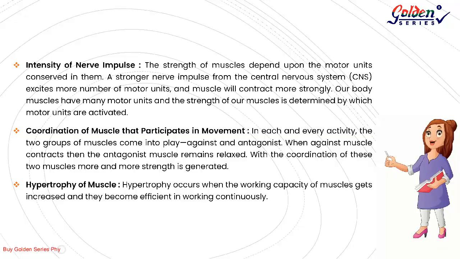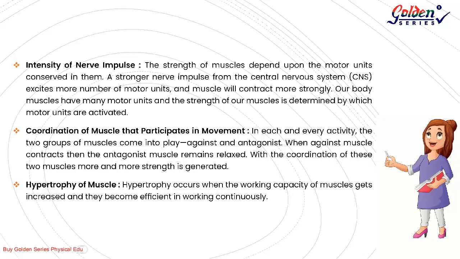Intensity of nerve impulse. The strength of muscles depends upon the motor units contained in them. A stronger nerve impulse from the central nervous system, CNS, excites a greater number of motor units, and the muscle will contract more strongly. Our body muscles have many motor units, and the strength of our muscles is determined by which motor units are activated.